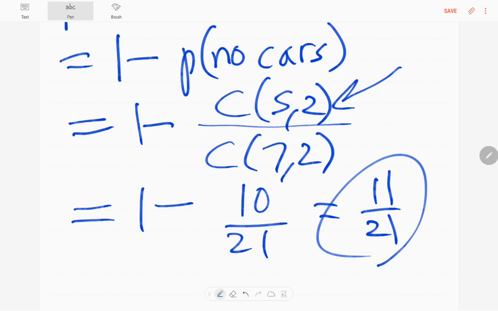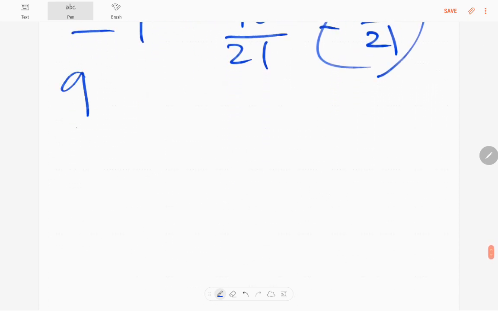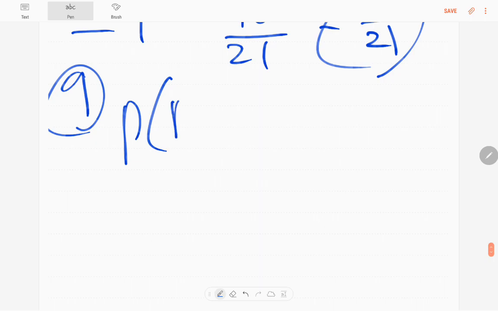Let's move on to number 9. This one is kind of similar. Actually, let me see. I think I was still staring at number 8. Let me look at number 9. What is the probability of getting either a diamond or a queen when drawing a single card from a deck of 52 cards? So the probability of getting a diamond or a queen.